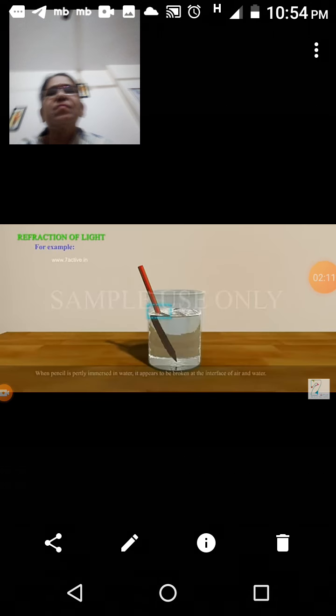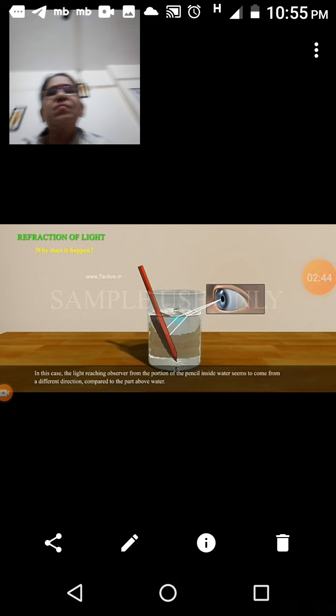Let's see another example. A pencil is immersed in a glass which is partially filled with water. The pencil appears to be broken at the water-air interface. This is because the light rays traveling from the pencil to the eye bend at the water-air interface, and so the pencil appears to be misplaced.